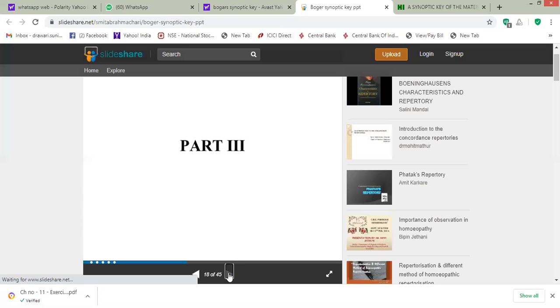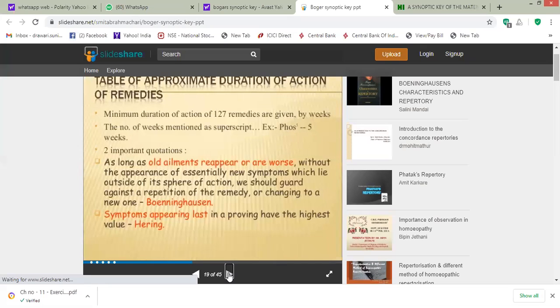Then the third part of this repertory is the table of approximate duration of action of remedies. The minimum duration of action of 127 remedies is given. So how much is the duration of action of that particular remedy? Under that, about 127 remedies are given by weeks. The number of weeks is mentioned as a superscript, for example phosphorus 5 weeks.